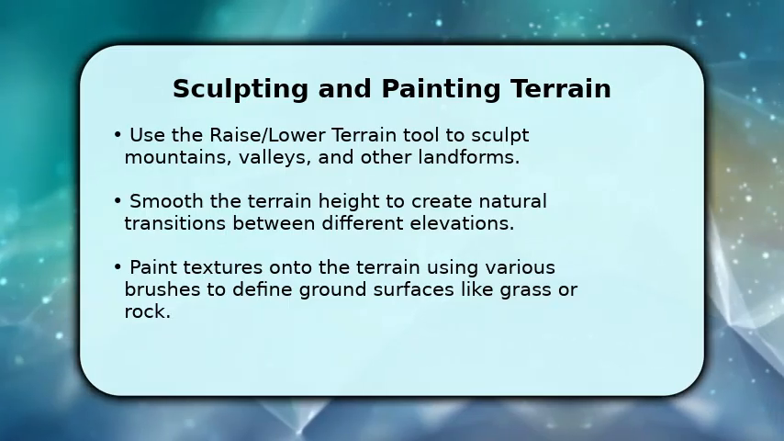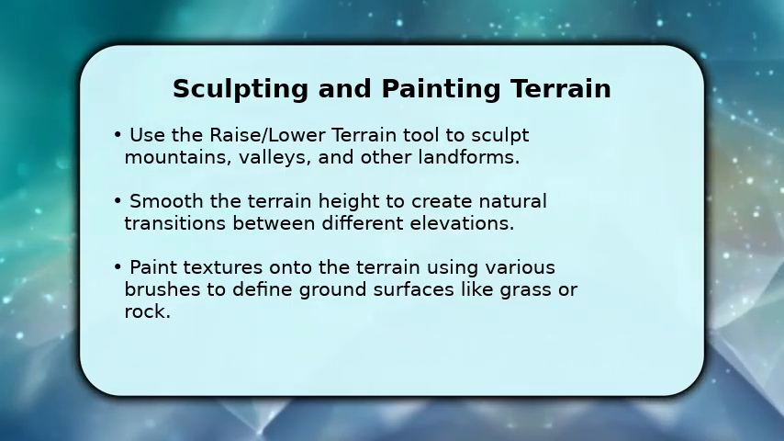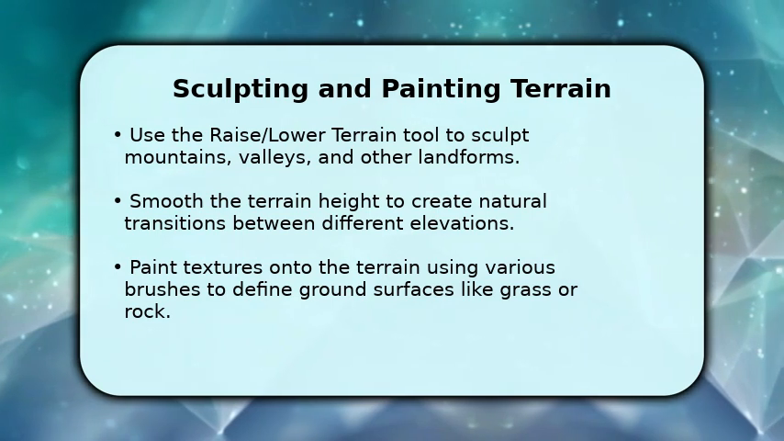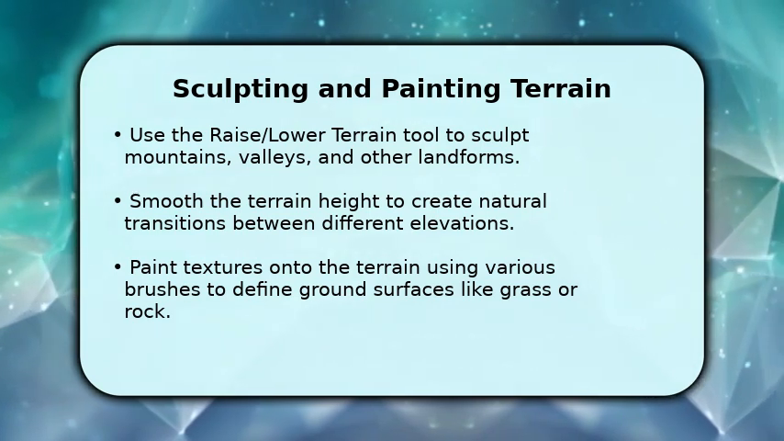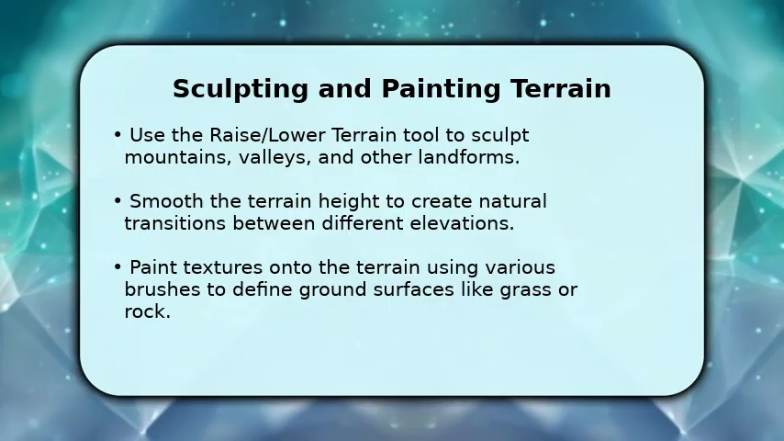To add visual detail, select the Paint Texture tool. Create new terrain layers for different materials like grass, dirt, or rock. Then paint them onto your terrain with varying opacities.